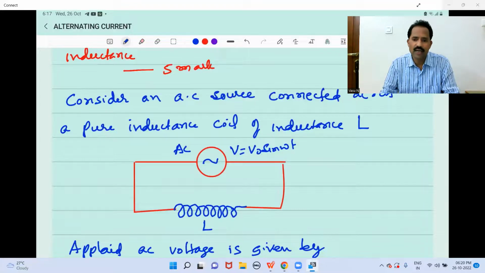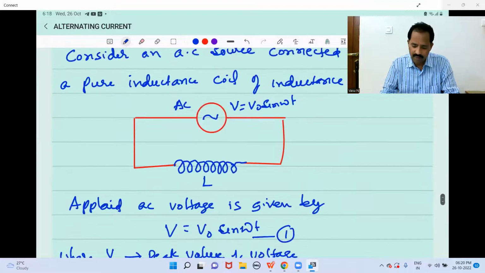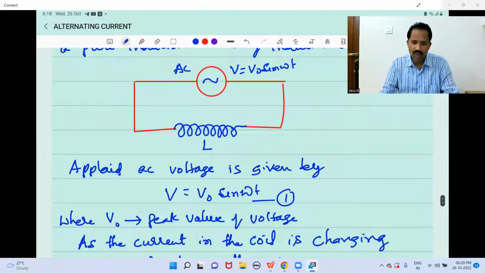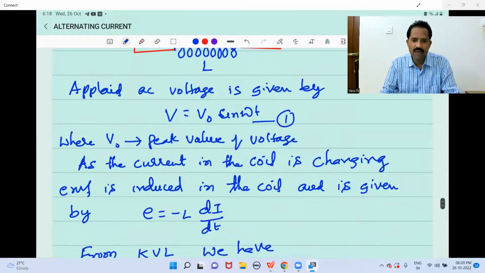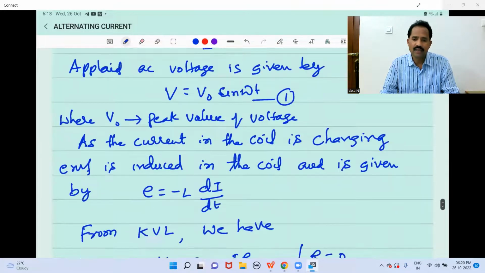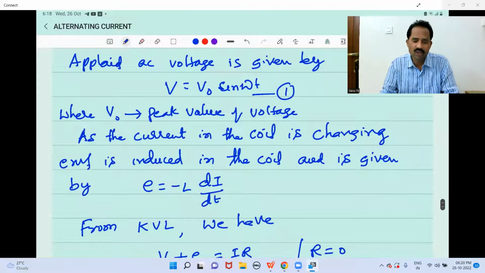Consider an AC source connected across a pure inductance coil of inductance L. You draw the diagram. Applied AC voltage is given by V is equal to V naught sin omega t. What is called V naught? Peak value of voltage. As the current in the coil is changing, EMF is induced in the coil and is given by E is equal to minus L into di by dt.